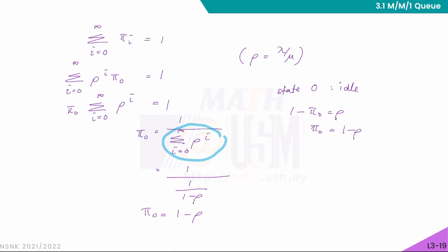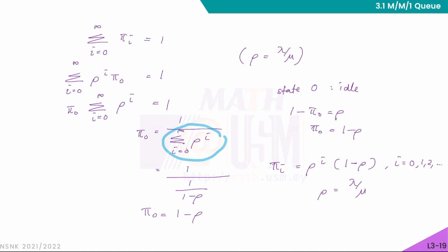After we have determined the value of pi naught, this gives you the probability of being in state I equals rho to the power of I times (1 minus rho), for I equals 0, 1, 2, and so on until infinity. Here rho equals lambda over mu, which is your traffic intensity.